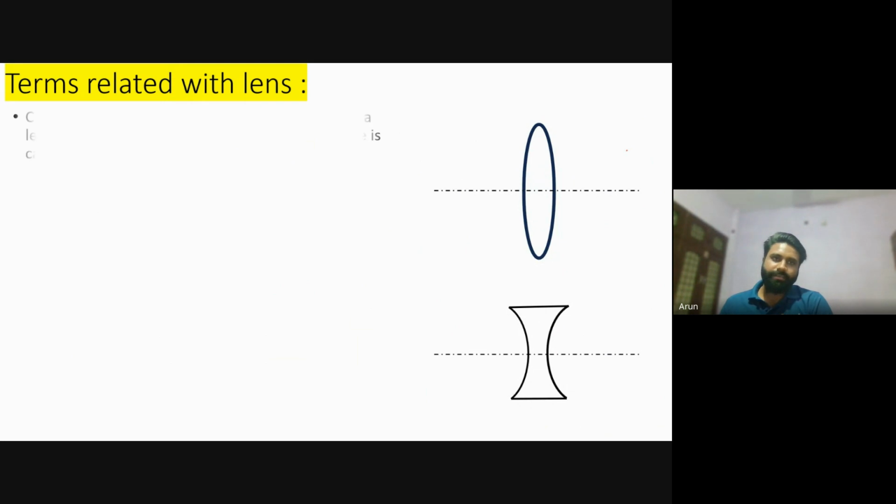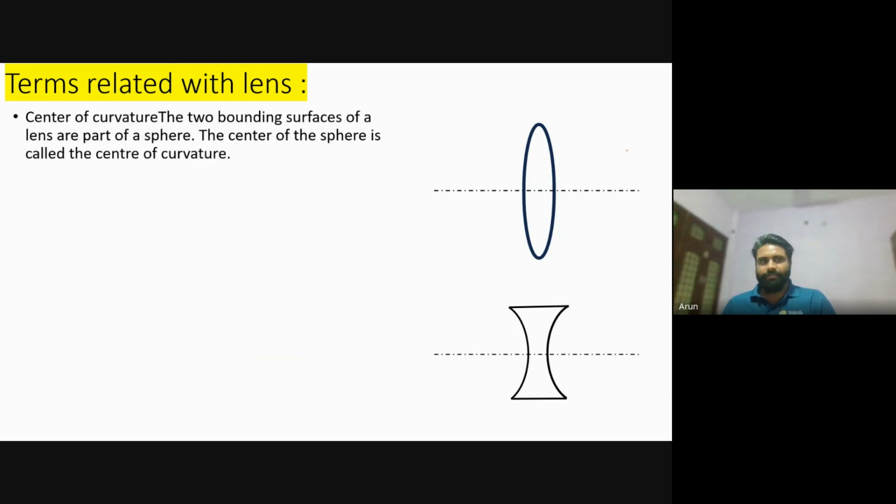Now the terms related to the lens. First, we will see the center of curvature. What is the center of curvature? Same as we dealt with in the spherical mirror. In that section, you also saw that if this is a concave mirror, this is a part of a sphere, and this sphere has a center. This center is termed as the center of curvature for this mirror.